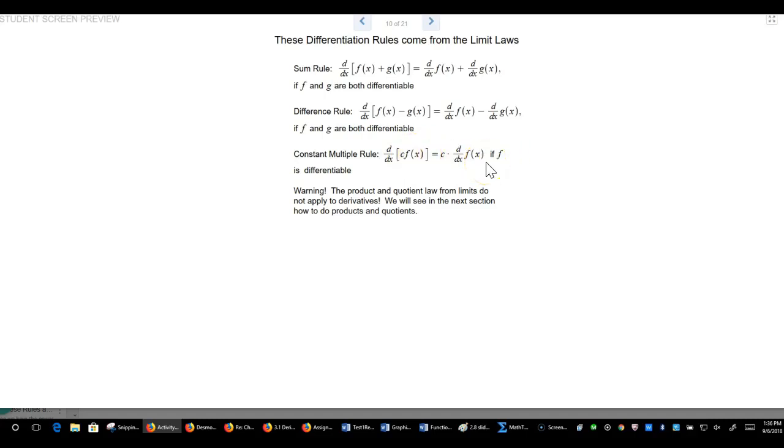But now that's where it stops as far as getting our laws from the limit laws. The product and quotient law does not apply here from limits. Don't try to do that. A lot of people try to do that. That's a common mistake. The derivative of the product is not the product of the derivatives.